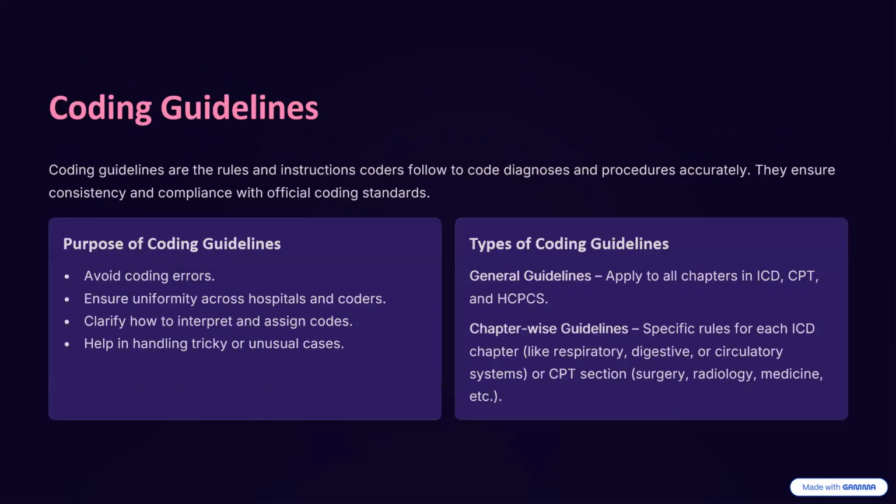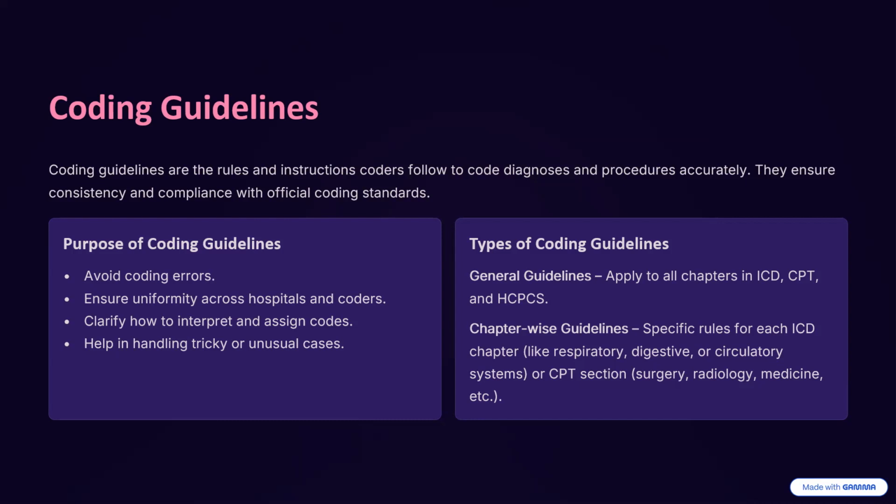Next, coding guidelines. Coding guidelines are the rules and instructions coders follow to code diagnosis and procedures accurately. They ensure consistency and compliance with the official coding standards. We will be having coding standards. According to the coding standards, we need to code. And coding guidelines also will be having different guidelines for the different diseases.